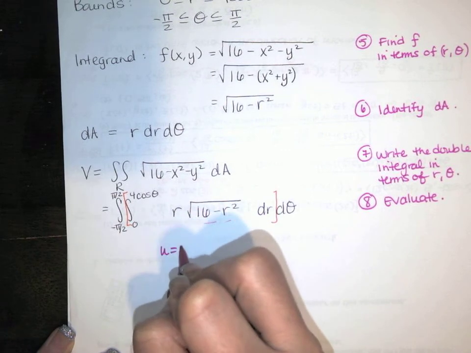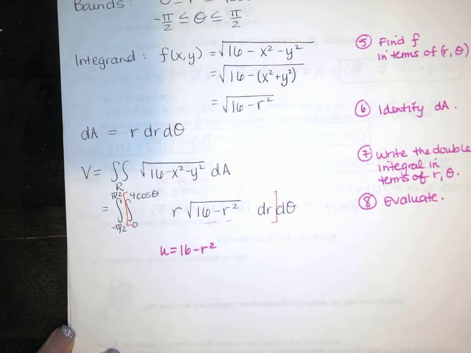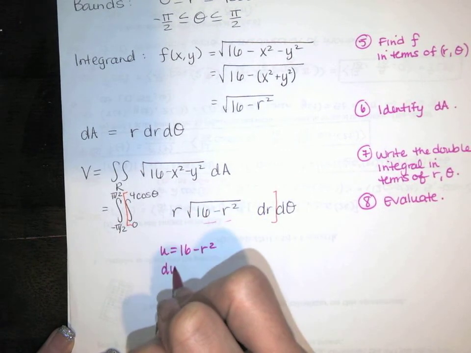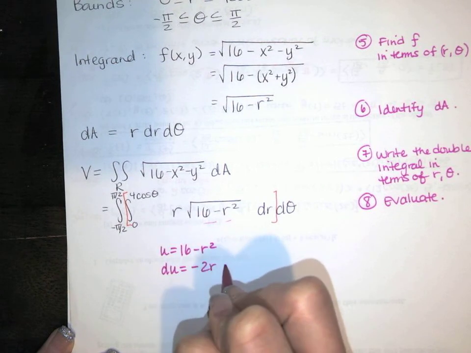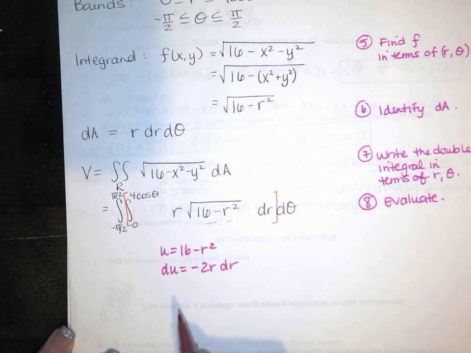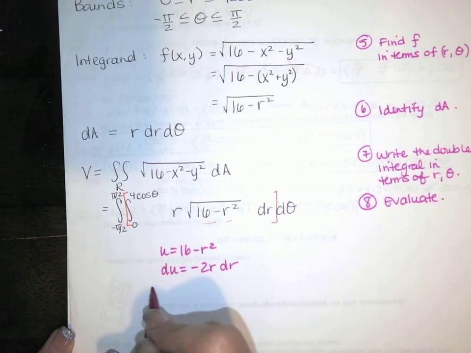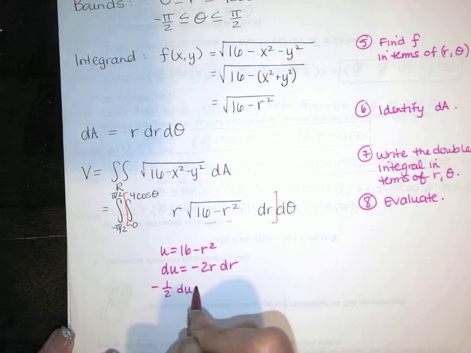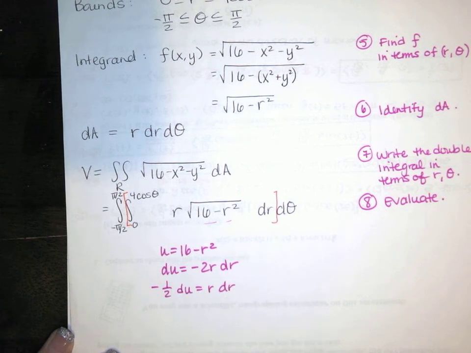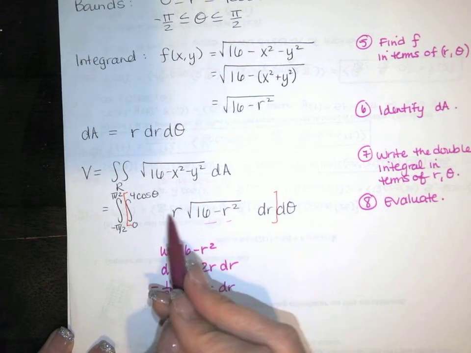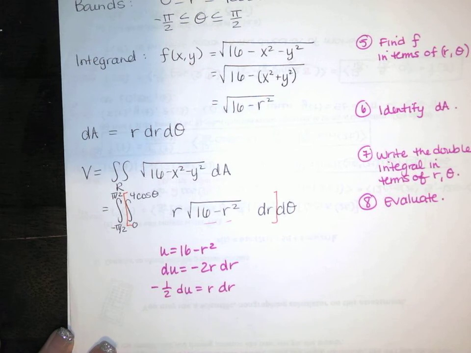So let U equal the inside function under the radical. du is negative 2r dr. I don't really want that negative 2, so I will divide both sides by negative 2. So now I'm ready to write all of this in terms of U, but I need new bounds.